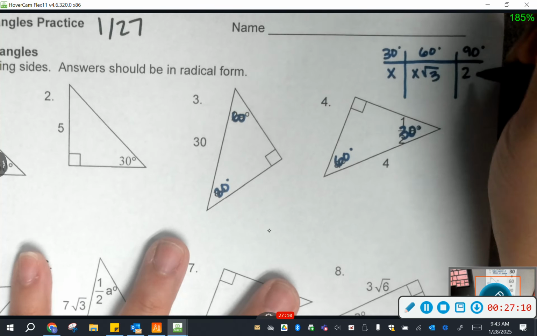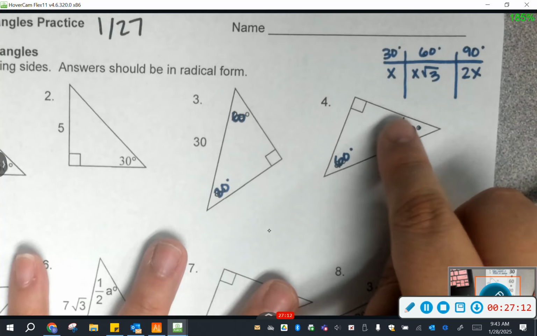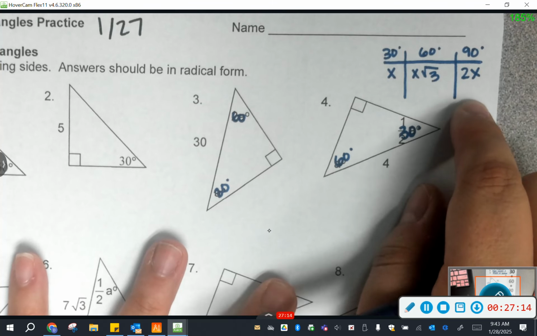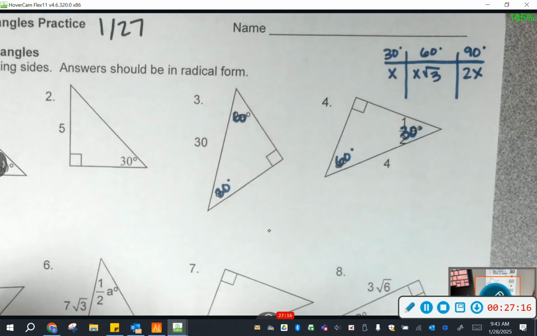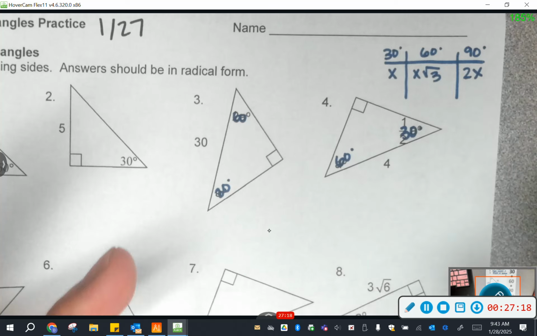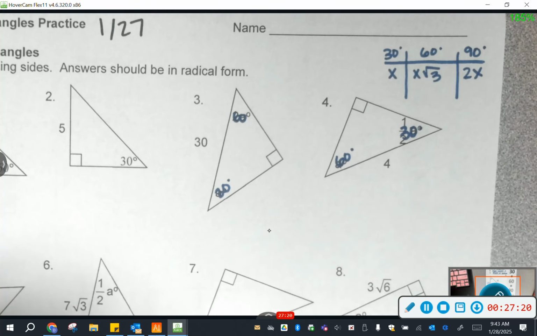Somebody asked me last period, Miss Olivares, do I have to write the x, x square root of 3, and the 2x every single time? I mean, if you're getting it right, no, you can just go ahead and fill it in. I'm doing it to help y'all. So if you need it and it's helping you, keep doing it. But if you feel like you don't need it, then you don't have to.